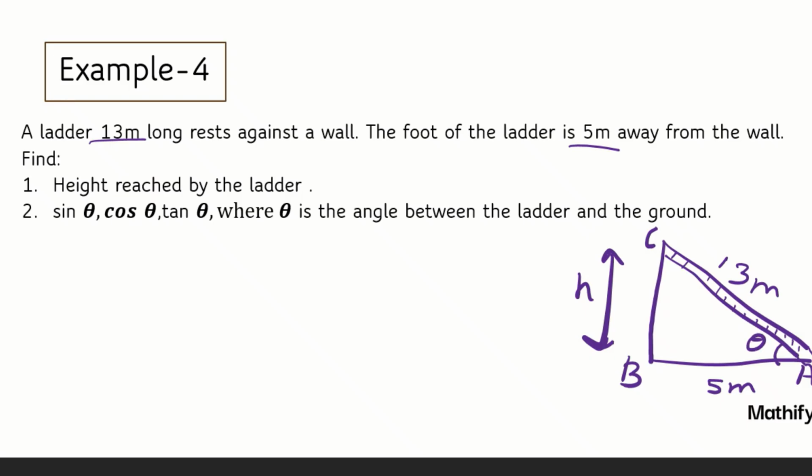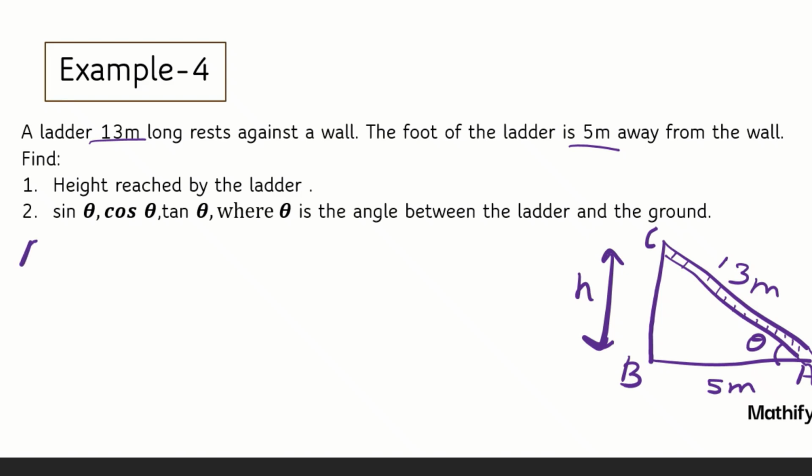So we have to find this, and let this be the angle theta. So we have to find sin theta, cos theta and tan theta. Here theta is the angle between the ladder and the ground. This is the ladder and this is the ground. So this is the angle theta. Now first we find the height. How are we going to find the height? With the help of Pythagoras.